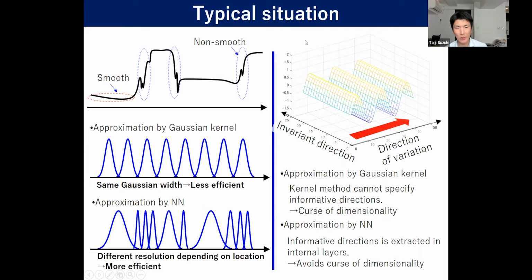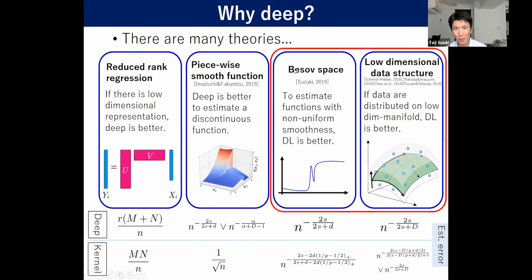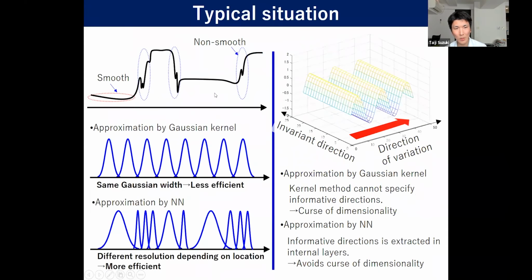Here are some illustrations of these two situations. The setting where the true function is included in the Besov space corresponds to this illustration. In these situations, the true function has both a smooth and a non-smooth part. This is important. The true function has a mixture of different properties: it has a smooth part and a non-smooth part.